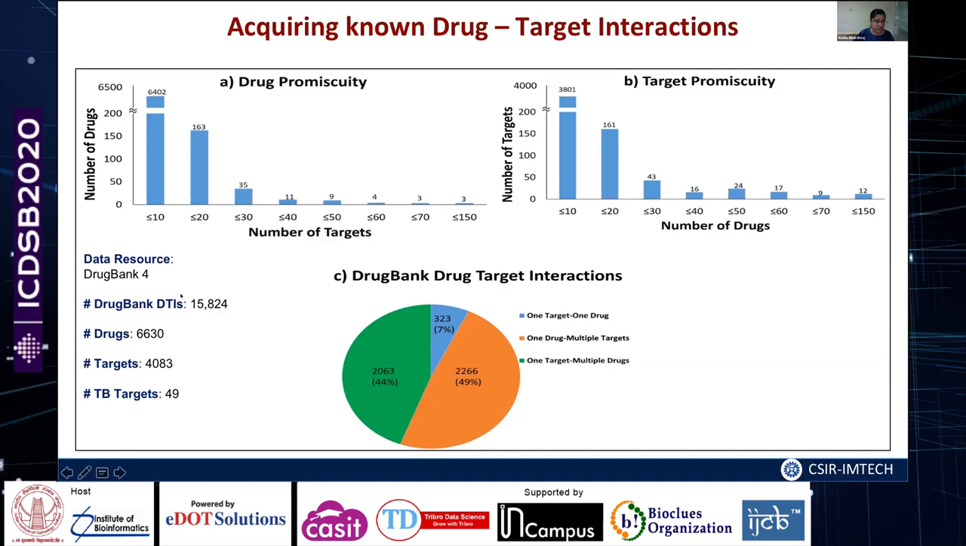target interactions. If you start looking at drug-target interactions in DrugBank, there are almost 15,000, and they are a result of 6,000 odd drugs and 4,000 odd targets. Of this, there are 49 mycobacterial proteins in this list already.